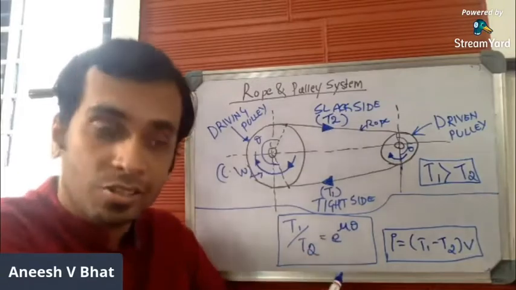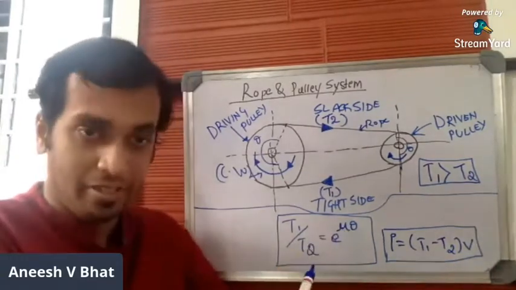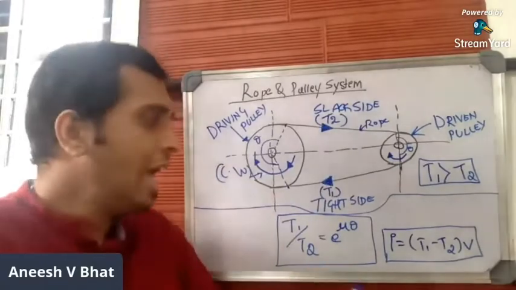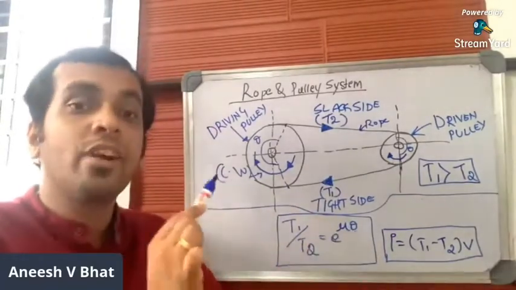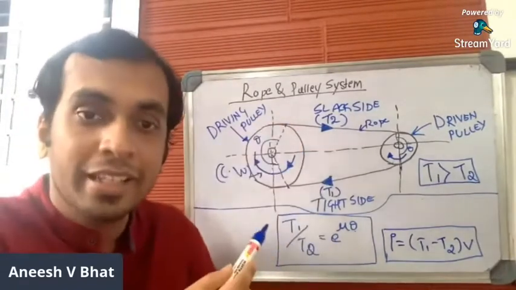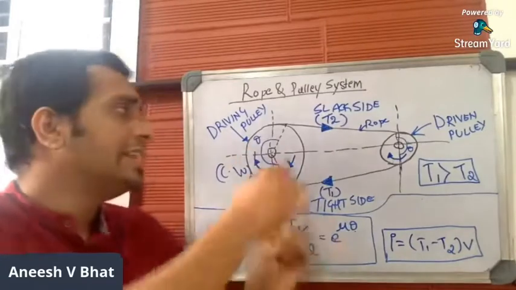e is the logarithmic constant. Mu is the coefficient of friction. And theta is the angle of contact between rope and pulley. This is the angle of contact.